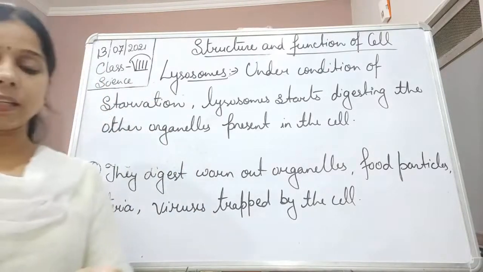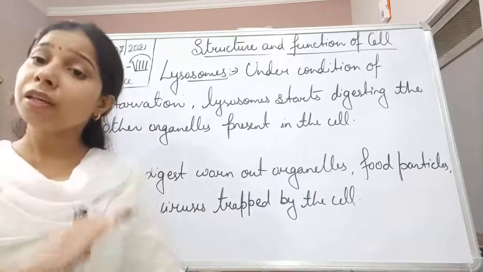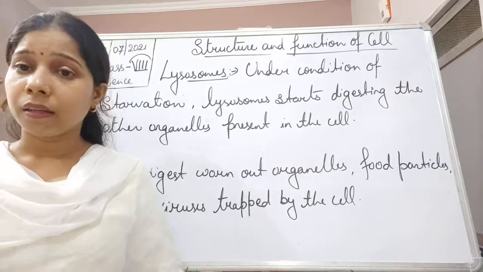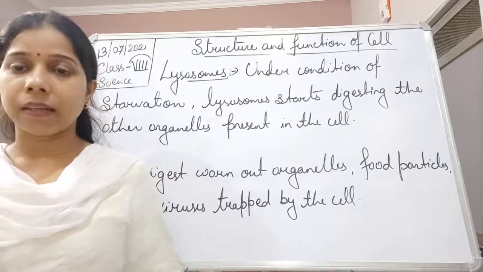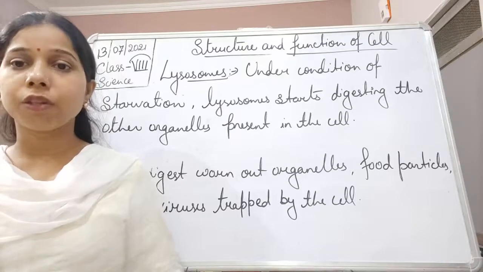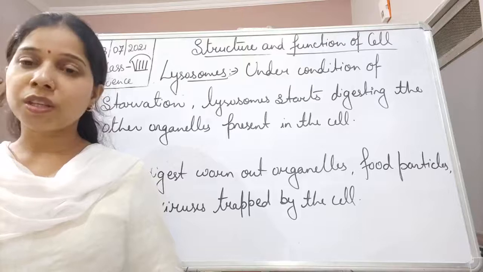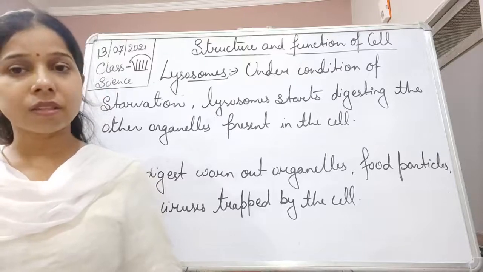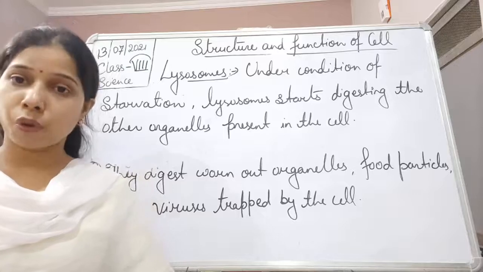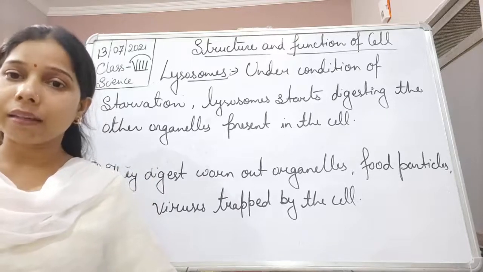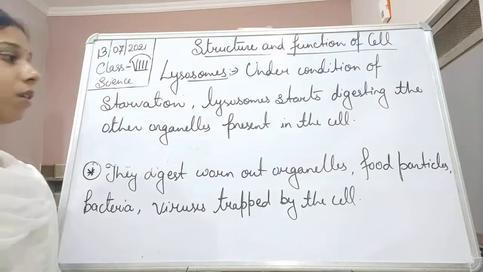So we can say here that when it starts eating its own cell organelles, it will destroy the cell. Because the cell consists of the organelles in it. And if these organelles are destroyed or digested by the lysosome, the cell itself gets dead. The cell itself also gets destroyed. So they are responsible for destroying their own cell, and that is why they are called the suicidal bag of the cell.